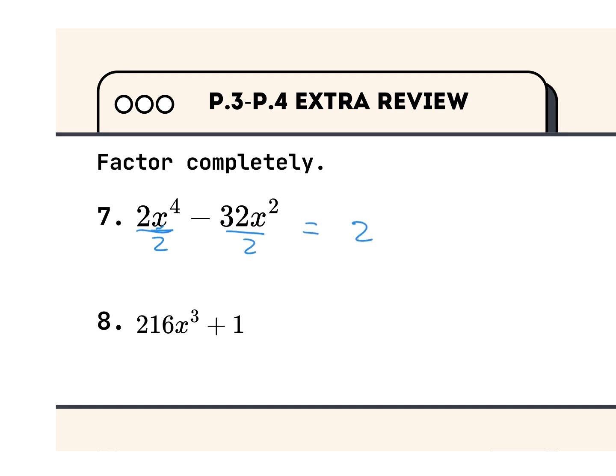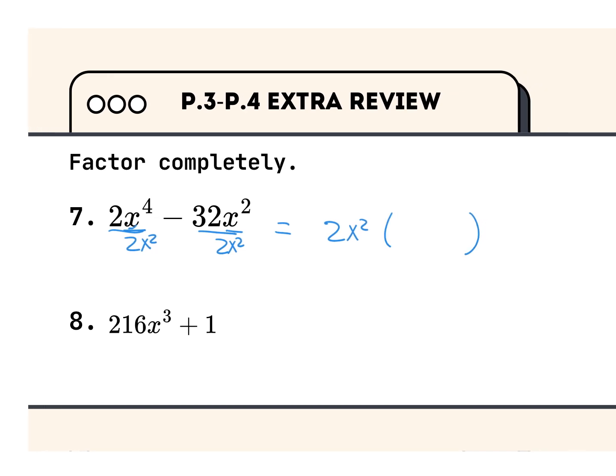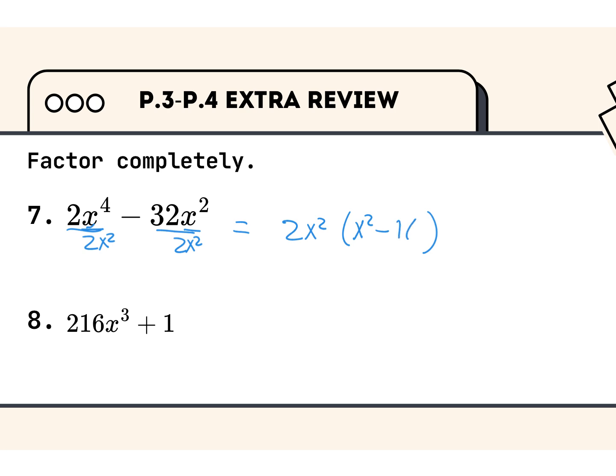And between x to the 4th and x squared, I can take out 2 x's. So divide by 2x squared. All right, so I get a 2x squared on the outside. And then after dividing by 2x squared, I'm left with an x squared minus 16. All right, so some of you will stop right here, right?